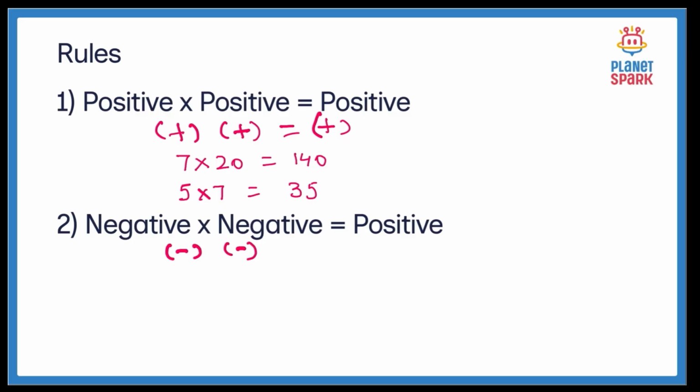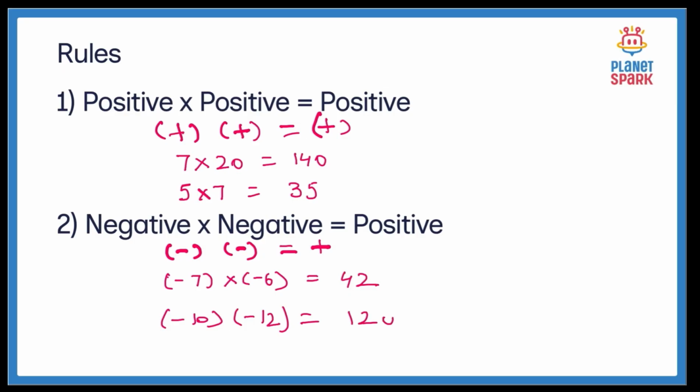Again, negative into negative will also be positive. So minus into minus will give me plus. Let's take the example. If I multiply minus 7 with minus 6, minus 7 is negative, minus 6 is negative, but the answer 7 sixes are 42 would be positive. Minus 10 multiplied by minus 12 is going to give me 120. So if both are positive or both are negative, my resultant answer will always be positive.